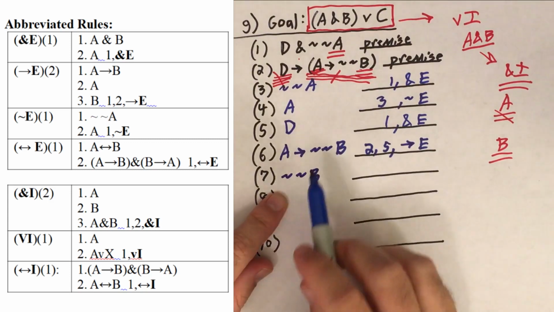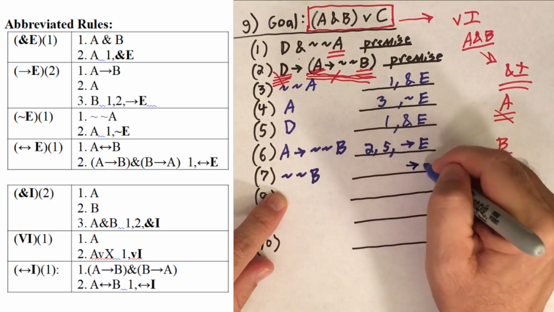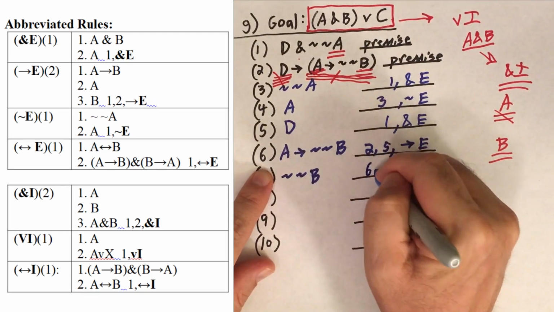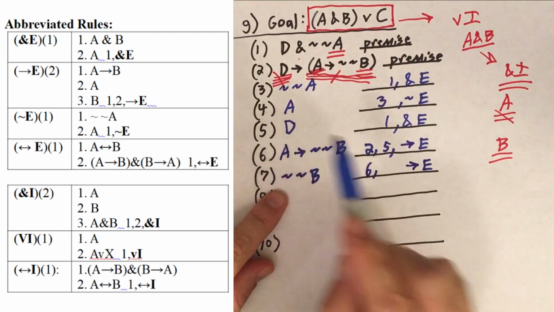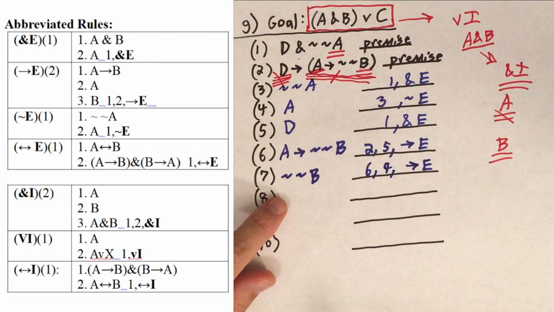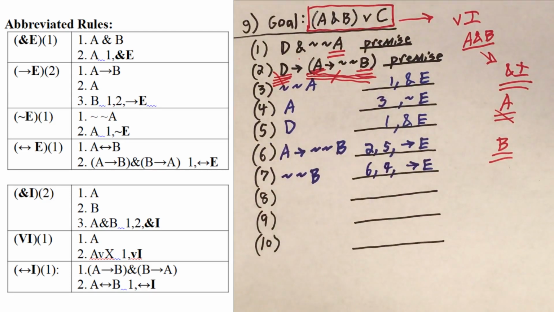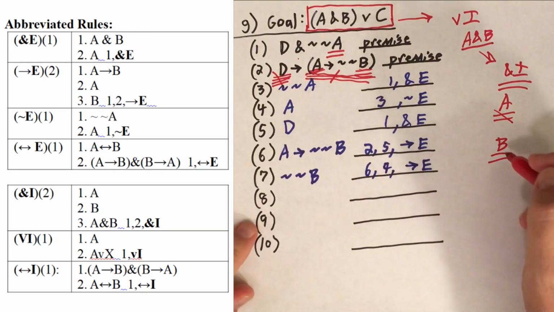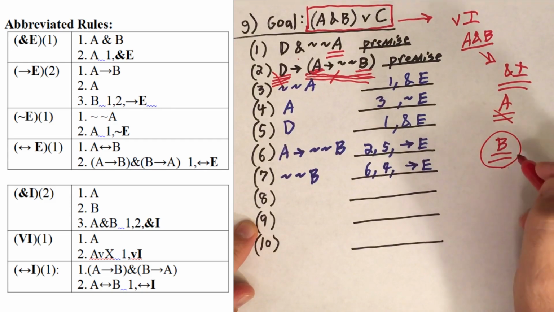What did I do? I took apart another conditional. I took apart my conditional in 6 because I proved the left side in 4. Good? So now I am on my way to getting my sub goal. What is my sub goal? My sub goal is B. Do I have it now?